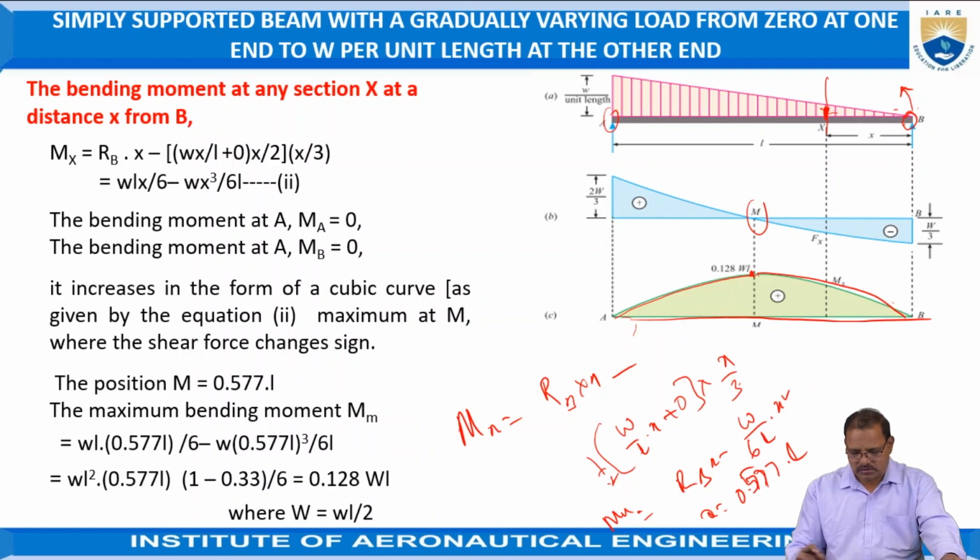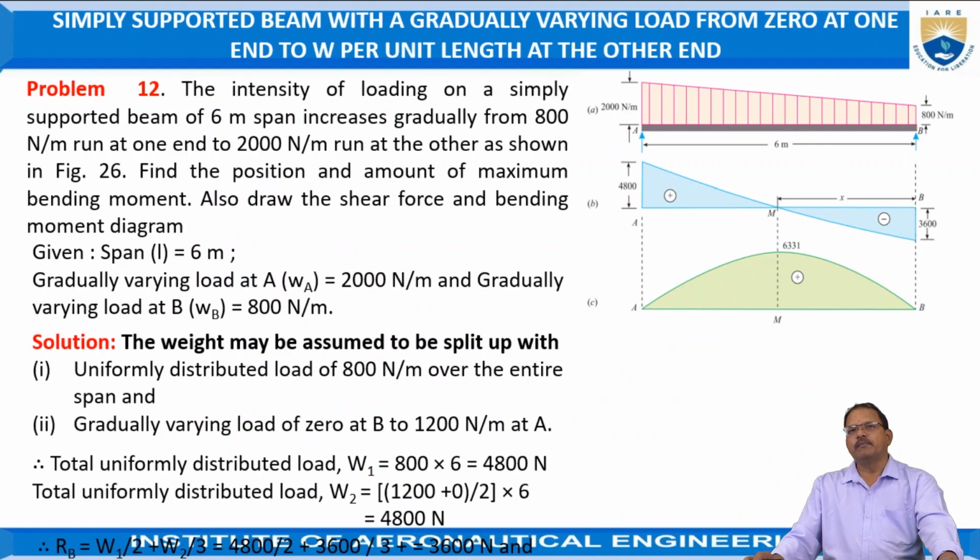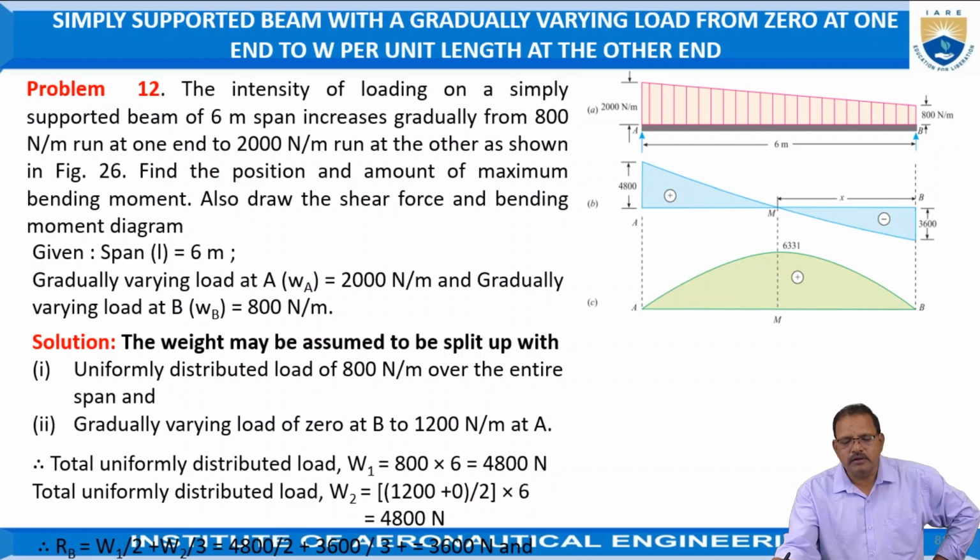Here I am taking one problem. The intensity of loading on a simply supported beam of 6 meter span increases gradually from 800 Newton per meter run at one end to 2000 Newton per meter run at the other end, as shown in figure 26. Find the position and amount of maximum bending moment. Also draw the shear force and bending moment diagrams.